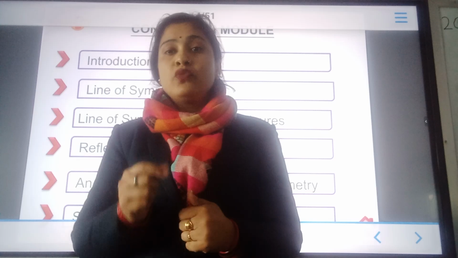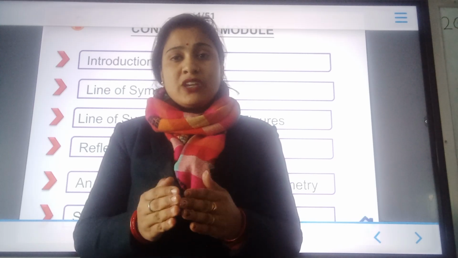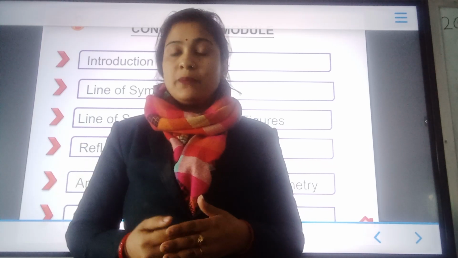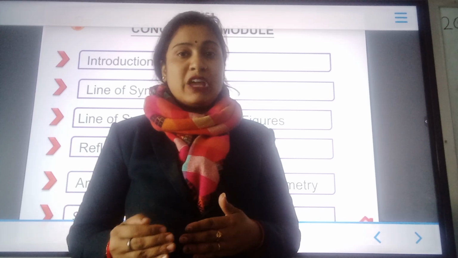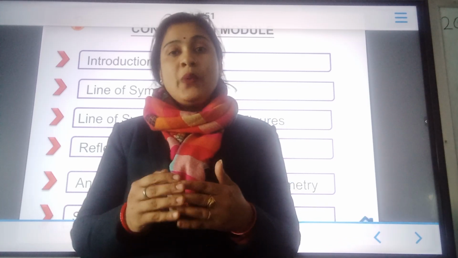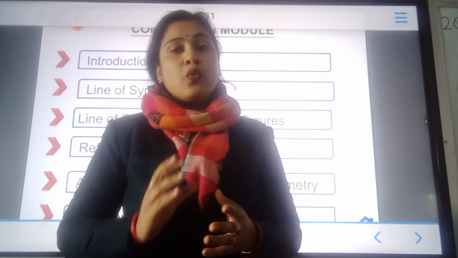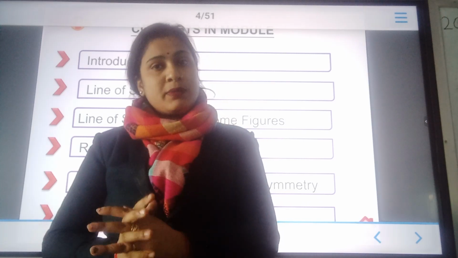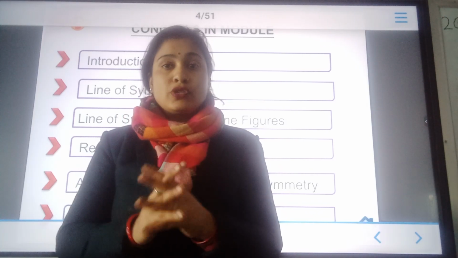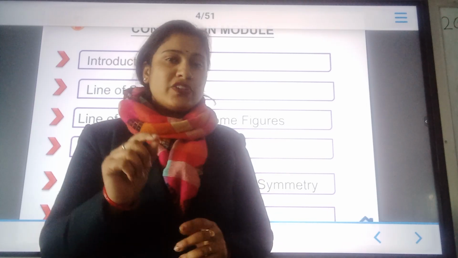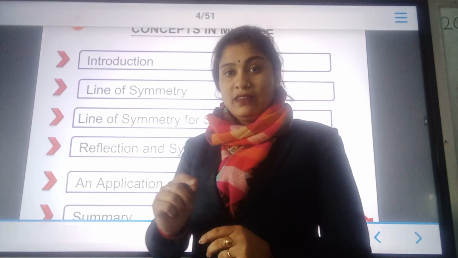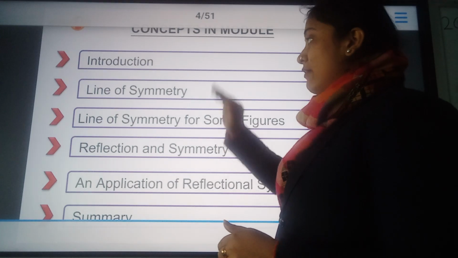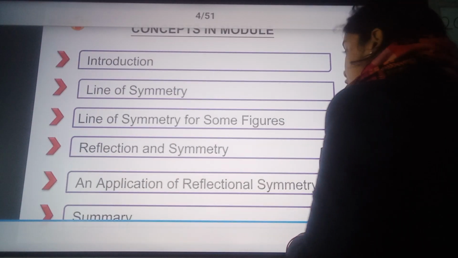And then we discussed one more thing: if an object or figure is not symmetrical through line symmetry, then how it can be symmetrical if it is rotated about a point, which is understood by point symmetry. So we have discussed symmetry, line symmetry, axis of symmetry and point symmetry. First let us have a quick revision of that, and then we will proceed with our new topic. So let us have a discussion about the line of symmetry.